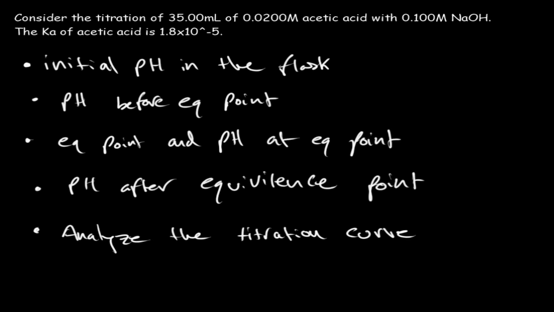So today we will be looking at how to calculate the pH initially in the flask, how to calculate the pH before our equivalence point, how to calculate our equivalence point and the pH at the equivalence point, and finally we'll be looking at how to calculate the pH after the equivalence point. And then we will look at the titration curve for a weak acid strong base titration.